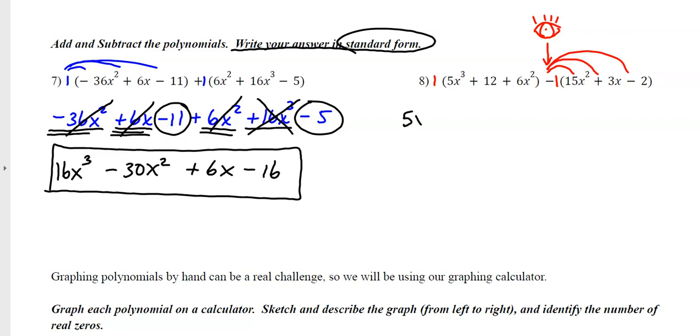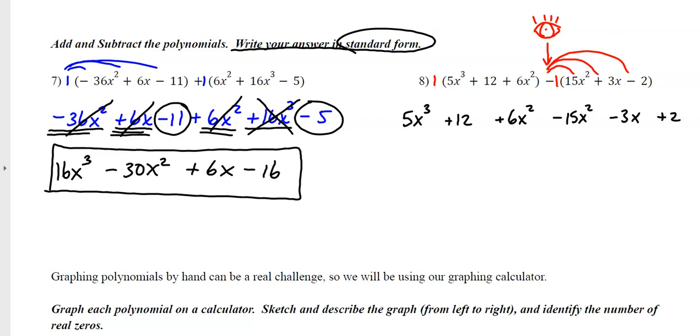So I'm going to have 5x cubed. And I'm going to leave myself decent little space here. I kind of do that on purpose, just so I can see things a little better. Now, when I distribute that negative 1, I'm going to have negative 15x squared, negative 3x, positive 2. Be very careful that you change all the signs in the second parentheses.